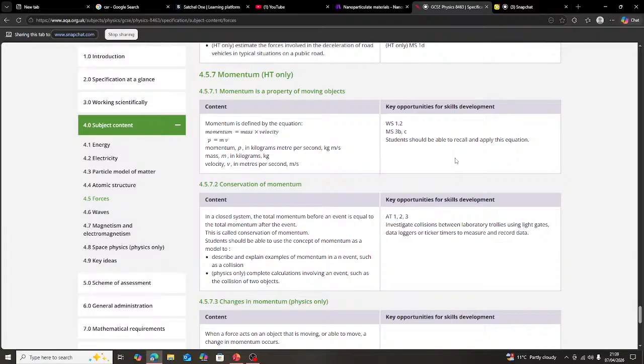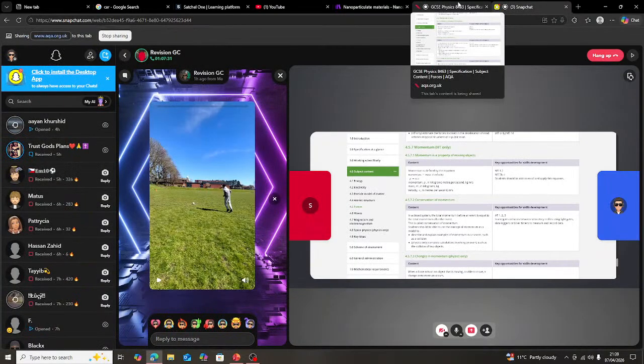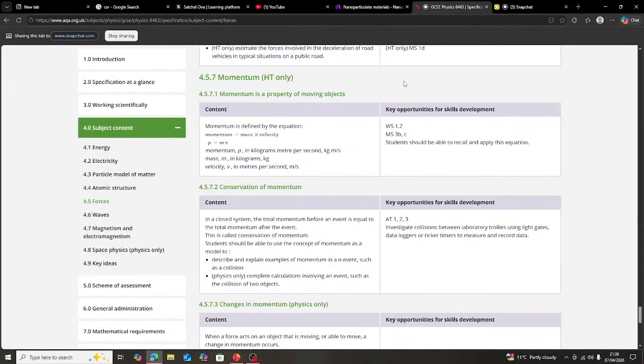Momentum. What's momentum? Mass times velocity. So that would be when Adam was kicking the ball. He had a little run up, and he used that momentum to kick the ball.